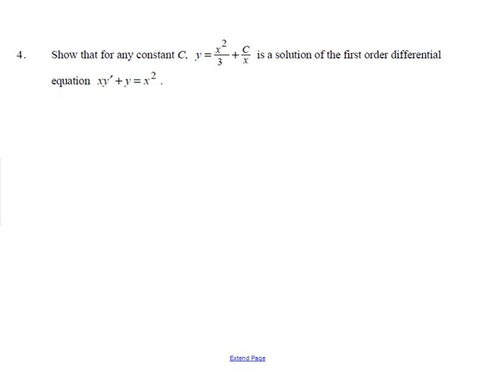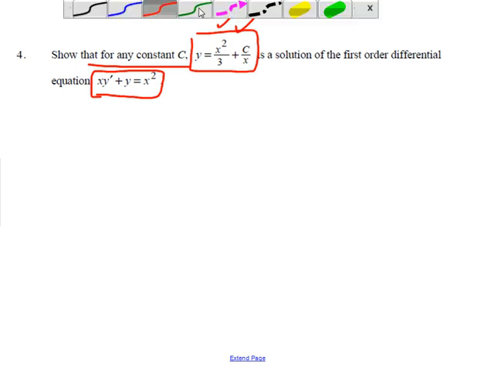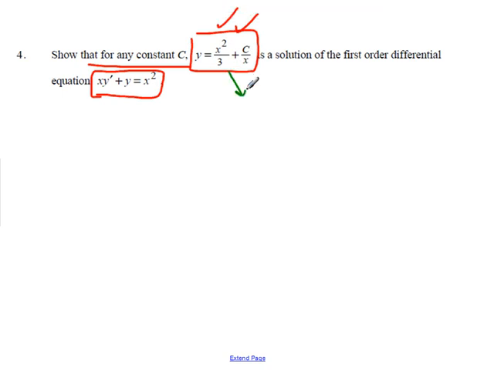Okay, so that was solving a differential equation, and hopefully you see we've been doing that already. But now what we're going to do is show that for any constant c, this is a solution to this differential equation. Well, how are we going to do that?